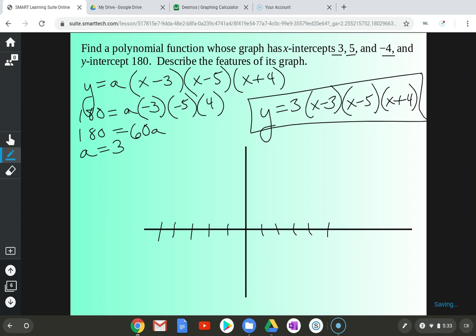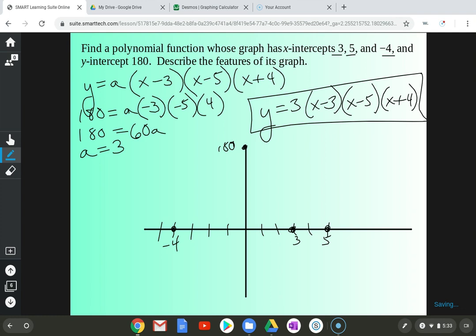Okay, so we have a 0 at 3. We have a 0 at 5. We have a 0 at negative 4. And then we have some y-intercept way up high at 180. So that's 3, that's 5, that's negative 4.